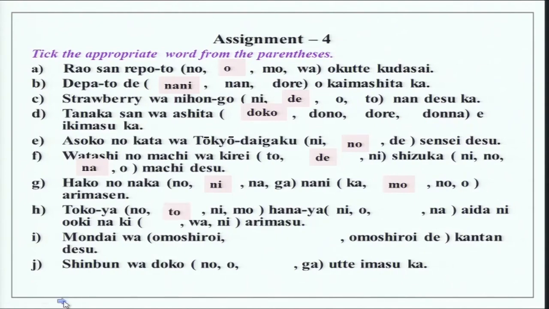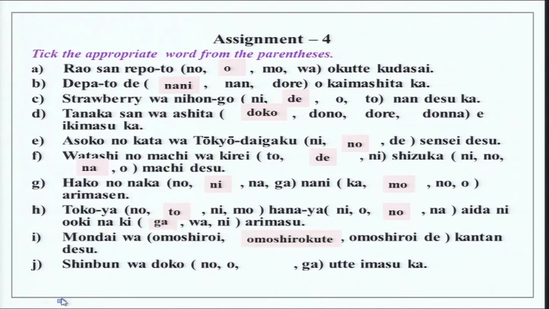Tokoya to hanaya no aida ni ooki na ki ga arimasu. Tokoya is a barber. To hanaya no aida ni, between hanaya and tokoya, ooki na ki ga arimasu. Ga over here is for emphasis, and ooki na, you will notice that ooki is an I adjective, na is sometimes used with ooki. This is an exception, so please remember it like this. There are other exceptions as well. We will do them later.